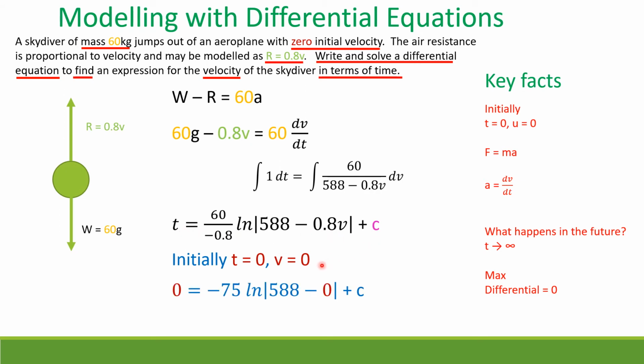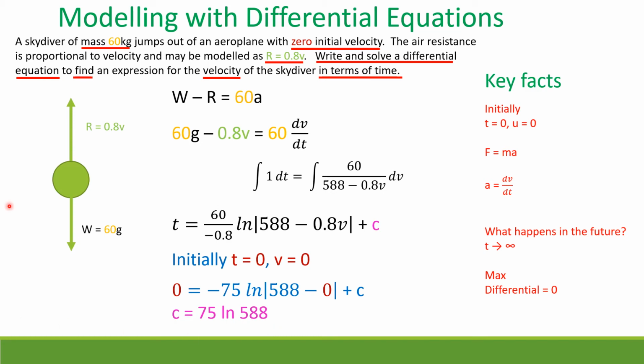Now if you forget to do this, you will miss the value of c, because c is not always going to be 0, and in this case it's not 0. So substituting time is equal to 0 and the velocity is equal to 0, I'm left with 0 is equal to minus 75 ln of 588 plus c. So to get rid of the minus term, I'm going to add it to both sides. So c is going to be 75 ln of 588.